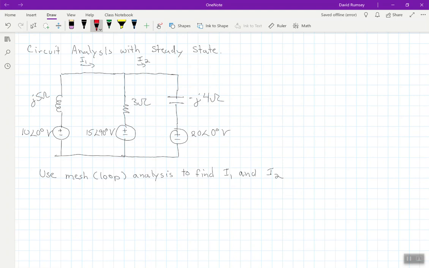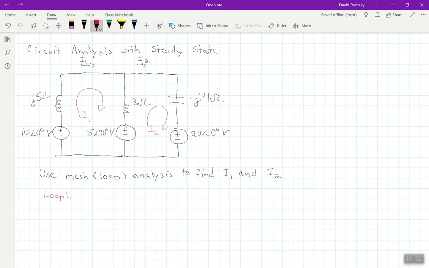All right, so what we're going to do here, I'm going to draw my loops. And clearly this loop is just I1 because of its being the current here, and this loop is just I2. And so I'll start with loop 1. Well, actually, before we do this, maybe let's convert everything into the same units, because we have rectangular and polar. It's going to be helpful that everything is in the same.